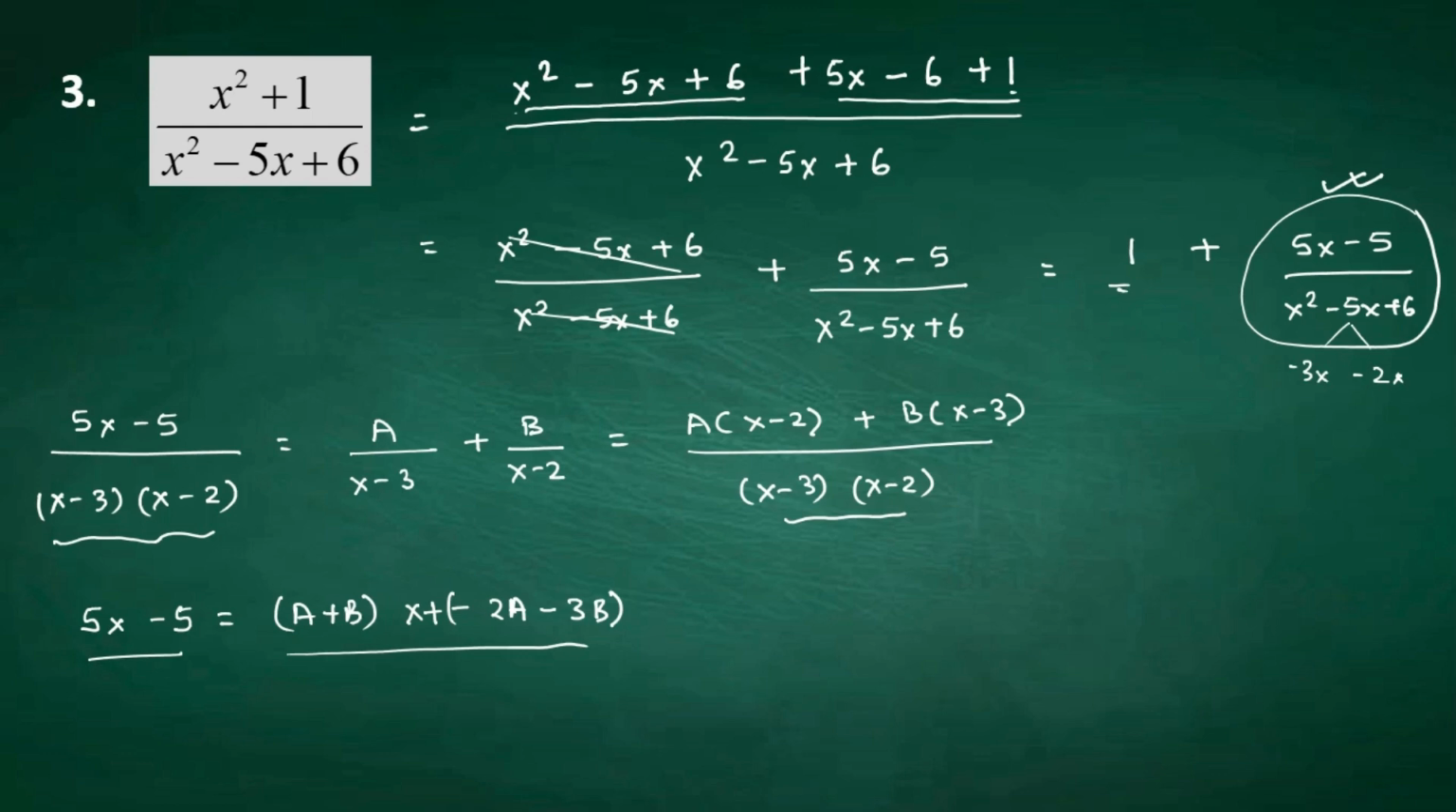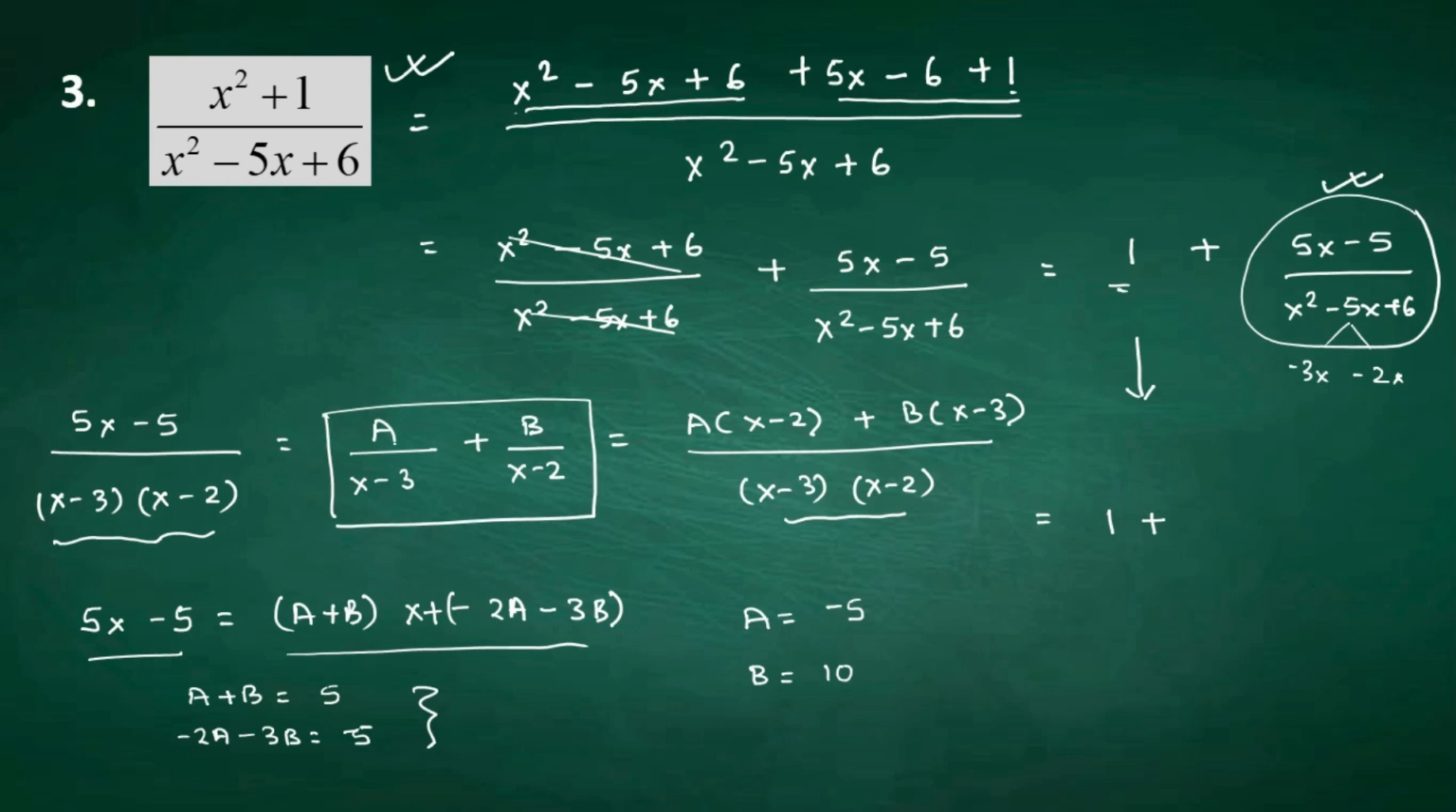So now using the equality concept of polynomials, you can say a plus b will be equal to 5 and minus 2a minus 3b will be equal to minus 5. Alright, and if you solve these two simultaneously, you will obtain the value of a as minus 5 and you will obtain b as 10. Alright, so you can write the given expression as we have left over here. 1 will remain as it is, and this can be split into two terms that is considered over here in this form. So we'll substitute a and b in this.